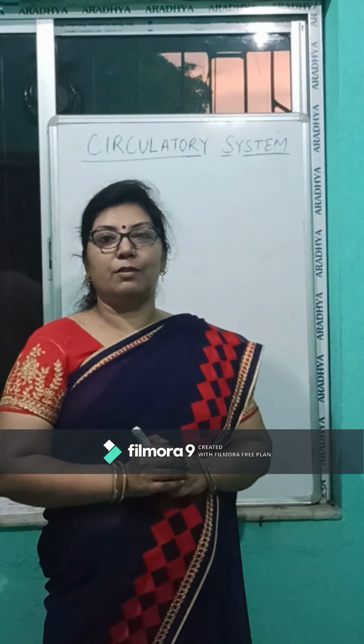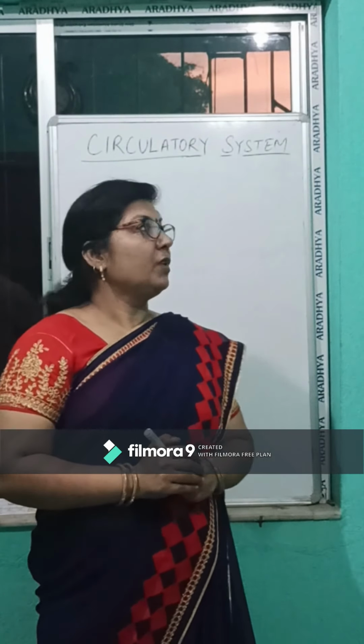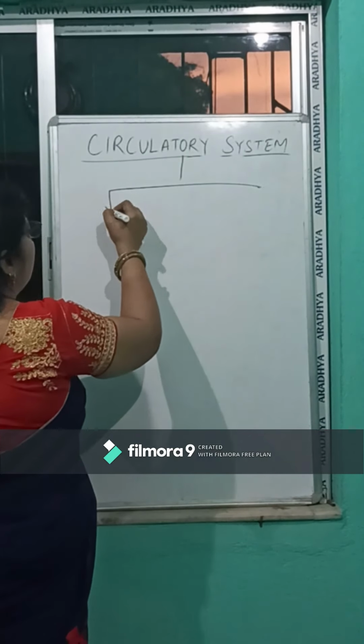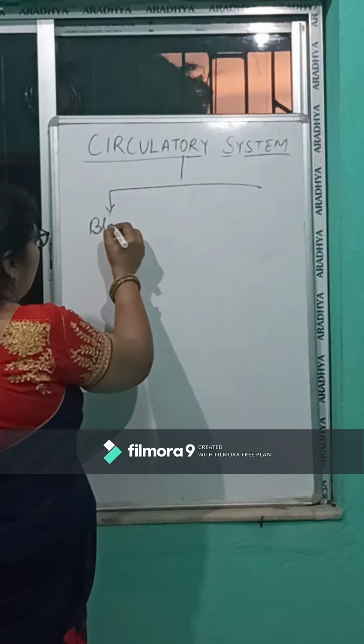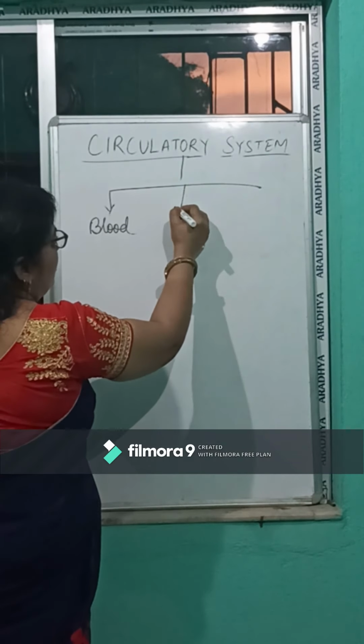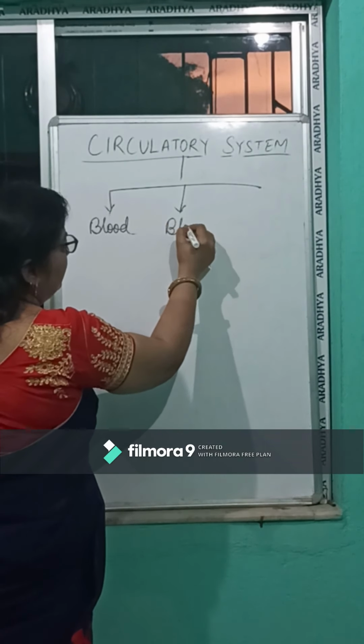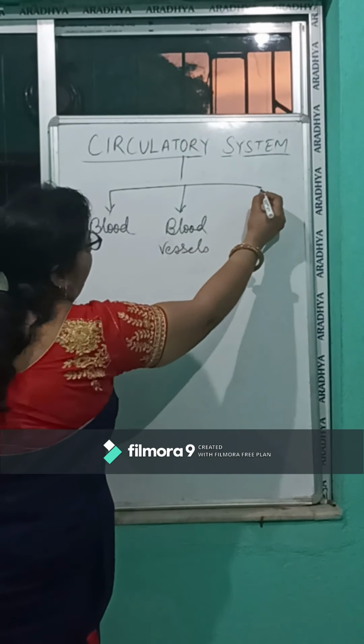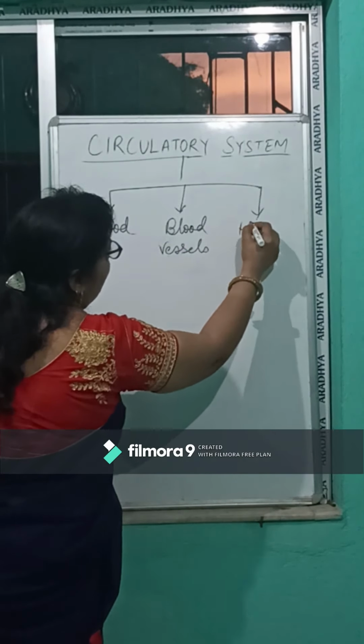Circulatory system is divided into three parts. First, blood, then goes blood vessels, and the third part is known as heart.